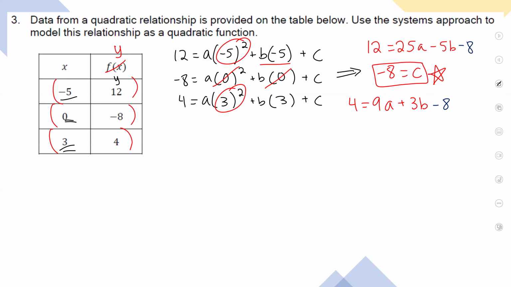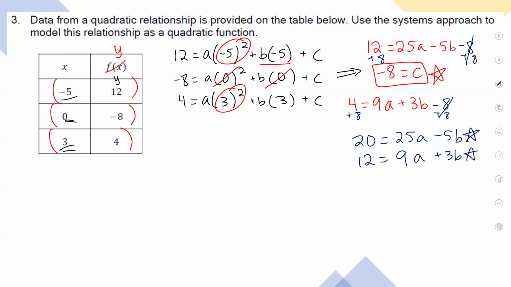Okay, so let's go ahead and simplify these problems. You should have added 8 to both sides. So 12 plus 8 is 20. So you get 20 equals 25a minus 5b. That's one of your equations. And then if you add 8 on both sides here, you'll get 12 equals 9a plus 3b. So these are our two equations that we're working with.